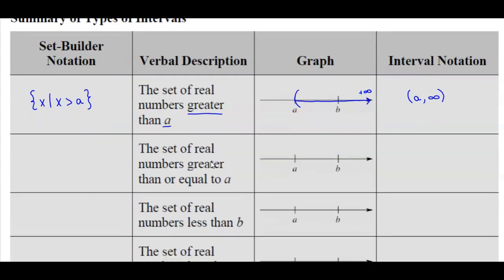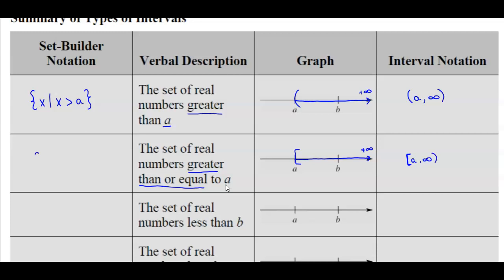Okay, the next one says the set of real numbers greater than or equal to A. So again, now this says greater than or equal to A. So that means we're going to use a bracket. A bracket tells us that we're going to include A, and it's pointing to the right because it's greater than A as well. So it's going to go, again, to the right, towards positive infinity. So how do we write the interval notation? Well, this time we have a bracket here at the left because that represents where the A is, and it's going towards positive infinity. And therefore that represents the interval notation.